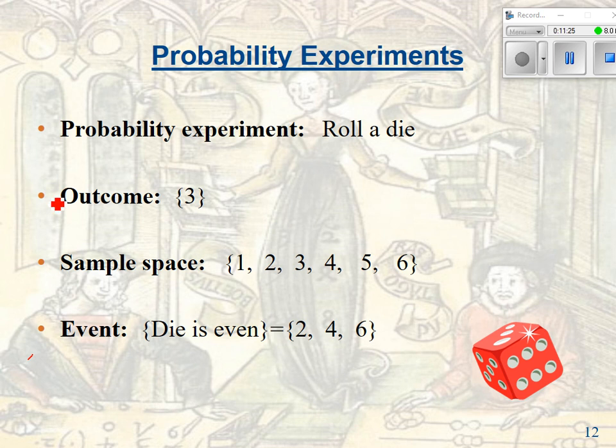Probability experiment, let's say if we're rolling a die, we want our outcome to be a 3. The sample space, if we were going to list out the sample space for rolling that die, it's just the numbers 1, 2, 3, 4, 5, and 6.